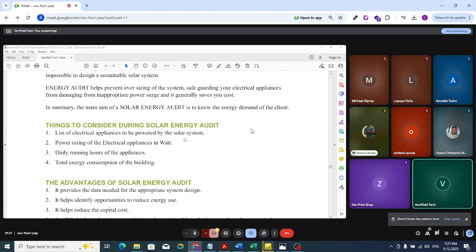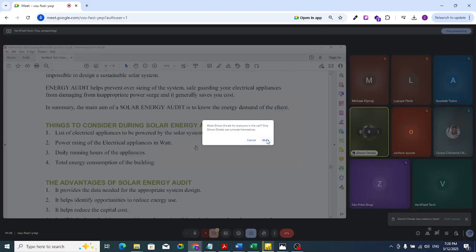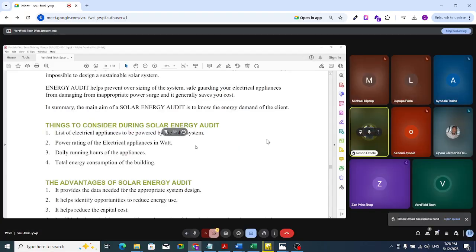We say these things to consider before and during a solar energy audit are important because you are going to be making use of these parameters or conditions or considerations in the future when you are carrying out a real energy audit on a facility. You are going to be putting these things into consideration, and on no account should you leave anything out.